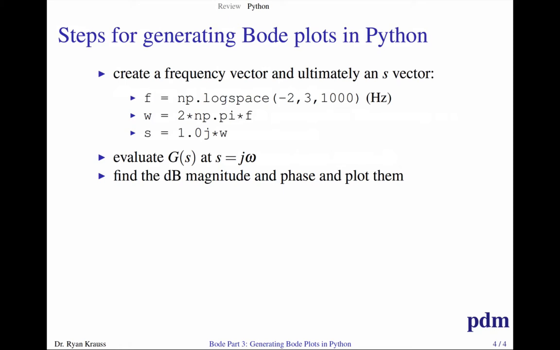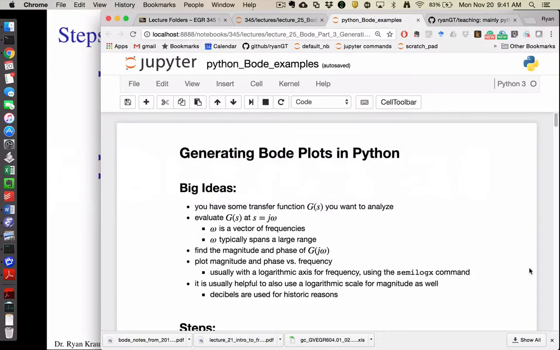And so kind of the big idea, you need to create an S vector. That would be a vector of, I was going to say complex numbers, but technically they're actually purely imaginary numbers because the Bode plot is along the imaginary axis of the complex plane. And then I want to evaluate my transfer function at every S equal j omega of that vector, and that would leave me with a complex vector that would have both magnitude and phase, my G(j omega), I would call that. And then from there, I need to find the dB magnitude and the phase of that complex vector and plot them.